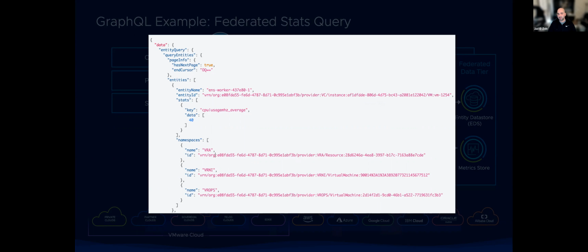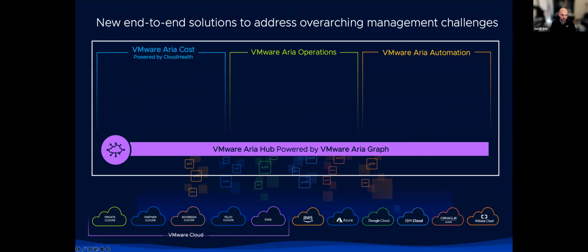Okay. So I don't see any questions yet. So I'm going to talk about now the net benefit. Hopefully there's been a ton of that, but let's talk about what it actually means for cloud services, for VMware cloud services, cloud management, once you've done all of this hard work of federating and unifying the data.